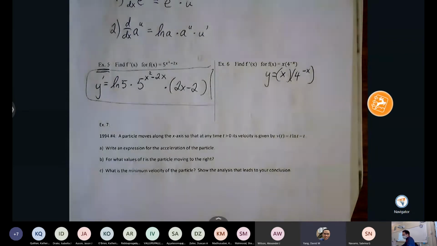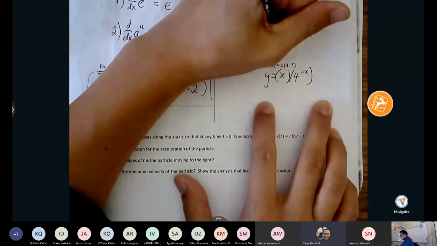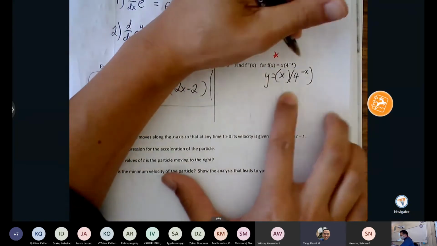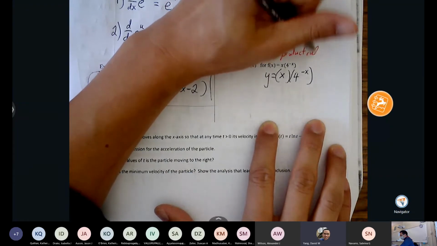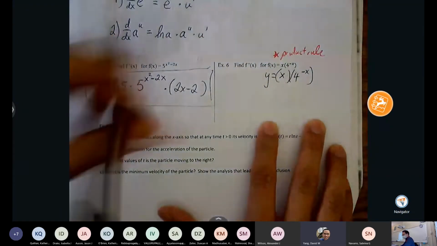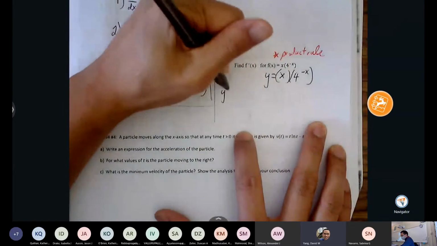Product rule, right? X and 4 to the negative x, they're obviously different terms. We can't combine them. They're being multiplied together. So because of that multiplication, if we want to find the derivative, got to involve product rule. So let me set that up and see if you guys can finish the problem.